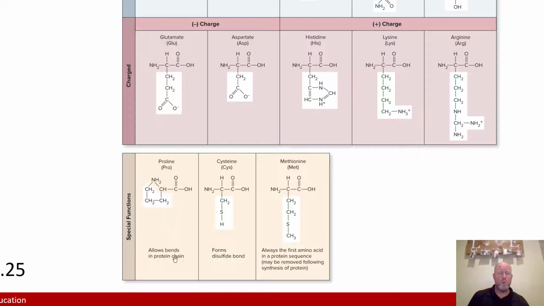whereas the proline will allow the bend of the protein chain, and the cysteine will form that disulfide bond, and methionine will always be the first amino acid in a protein sequence, but it can be removed following synthesis of the protein.